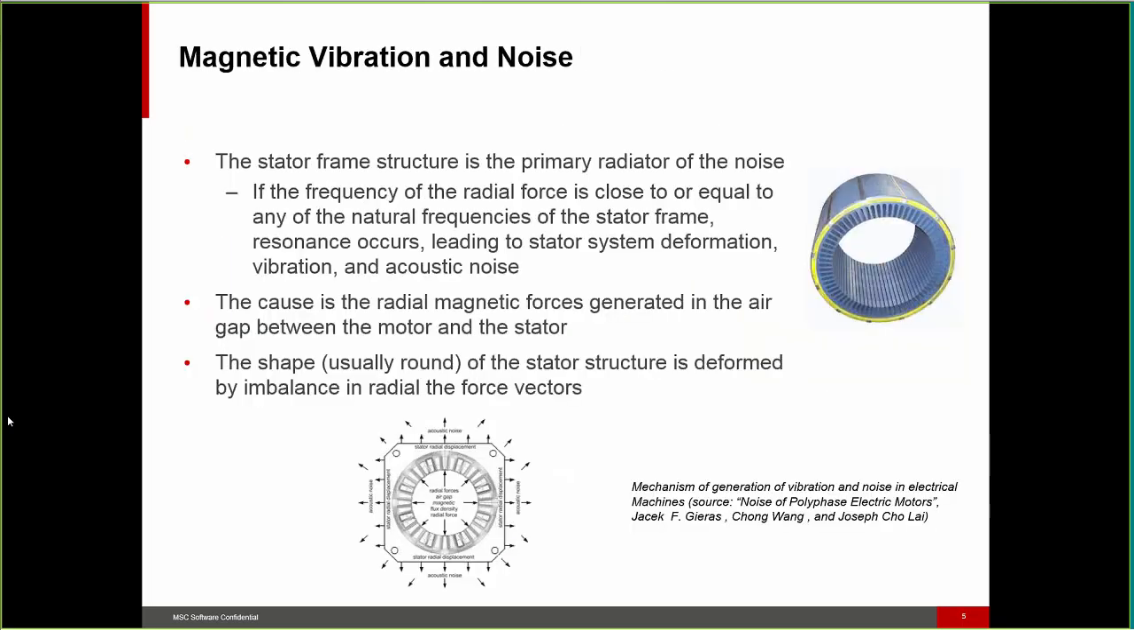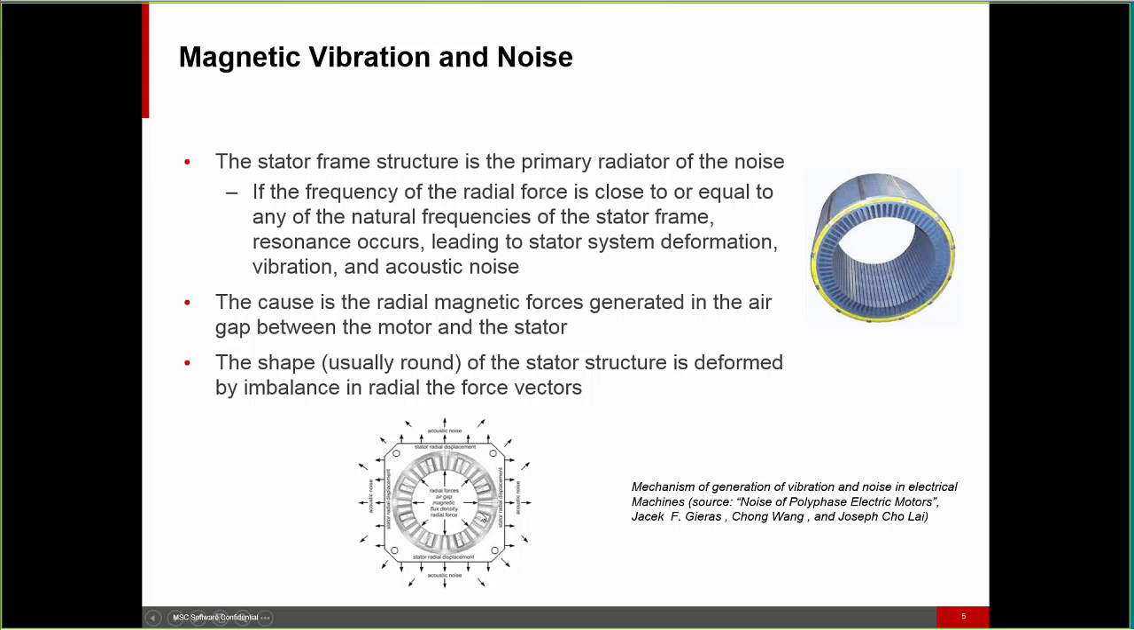Now let's focus on the noise due to the electromagnetic forces. The primary noise radiator in an electric motor is the stator frame. If the frequency of the radial force on the stator teeth, as shown right here on the right hand side, is close to or equal to any of the natural frequencies of the stator frame, resonance will occur, and that leads to the deformation of the stator, which in turn causes vibration, which we ultimately hear as noise. The cause is the radial electromagnetic forces generated in the air gap between the rotor and the stator.